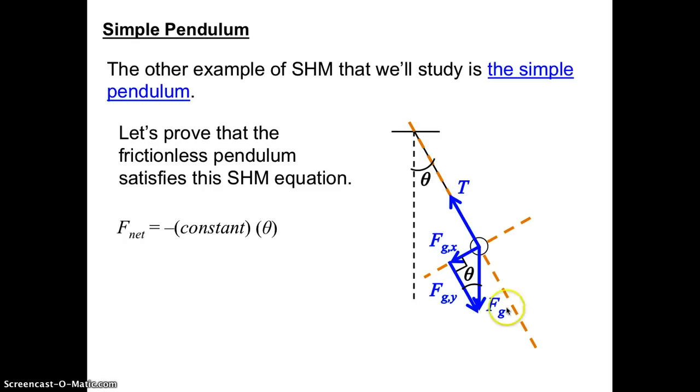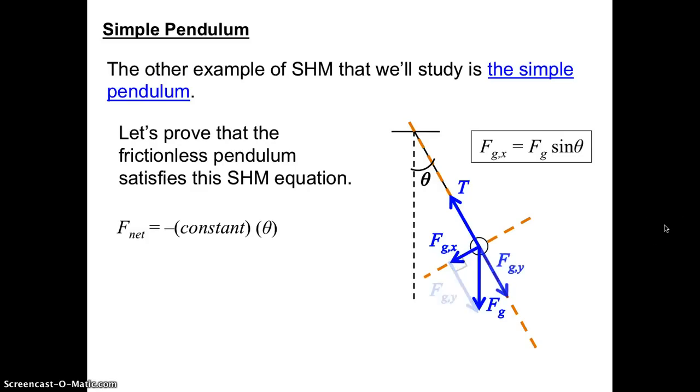So what we can see by looking at this right triangle is that FGX is opposite the angle theta. Thus, FGX is R, the hypotenuse, times the sine of theta. Now, the hard part is finished. Let's clean up our picture a little bit. We can take away theta, and we can slide FGY over to the axis so that it's stemming from the pendulum itself.